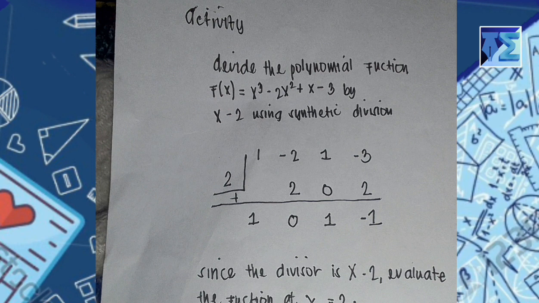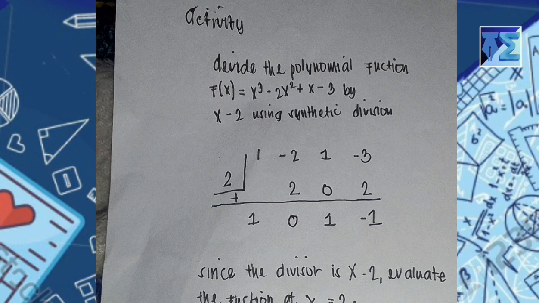Last module, we have discussed dividing polynomials using synthetic division. With that, we have to get the coefficients of the function first. Then we have 1, negative 2, 1, and negative 3. Then, using the divisor x minus 2, we have to get the value of a. That is 2. Then, perform the synthetic division.